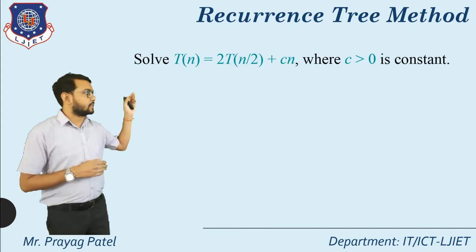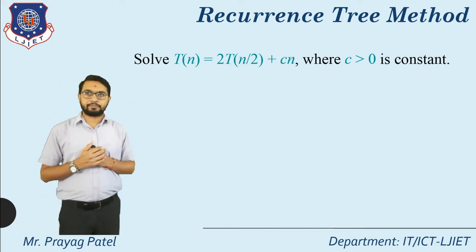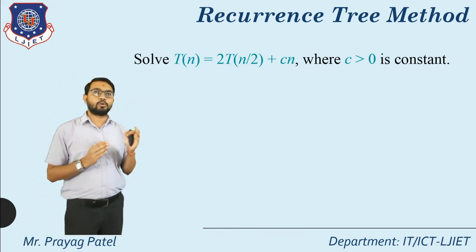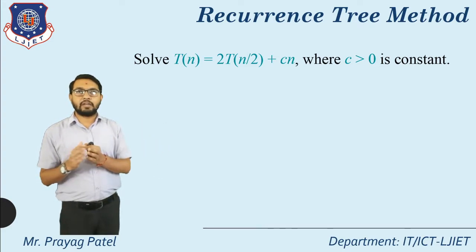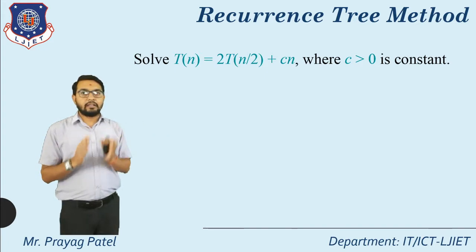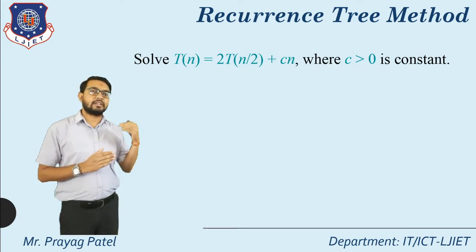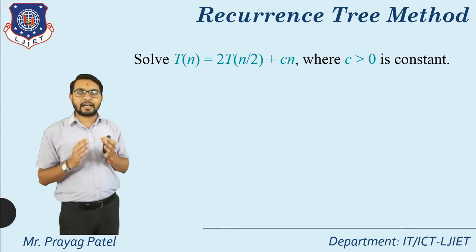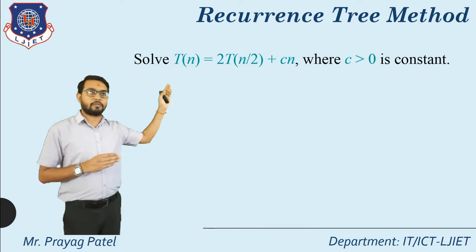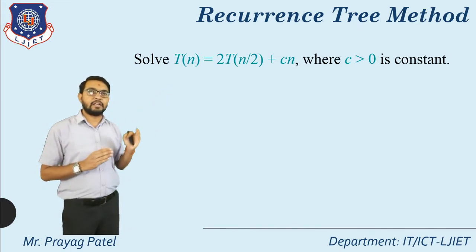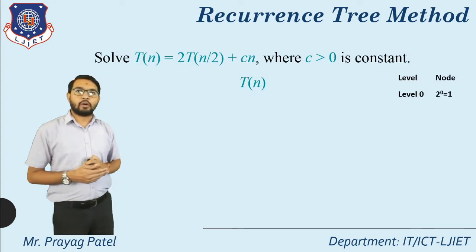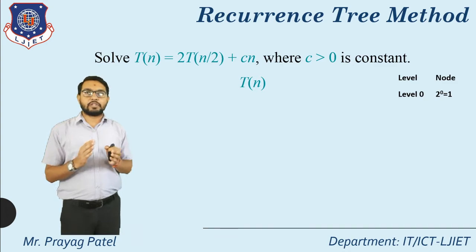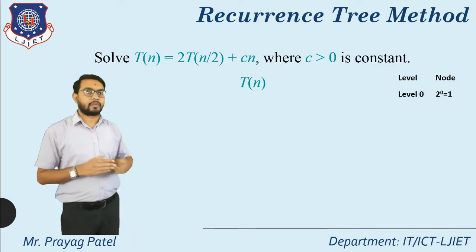Now solve this recurrence relation using the recurrence tree method. Solve T(n) = 2T(n/2) + c*n. In the previous case we wrote theta(n). In place of theta(n) we can consider c*n, where c is considered a constant. So consider the cost or function f(n) as c*n, where c > 0 is a constant. Now consider the initial position as T(n).